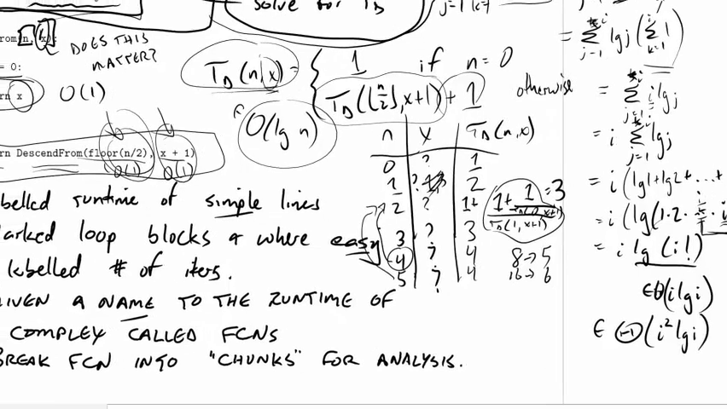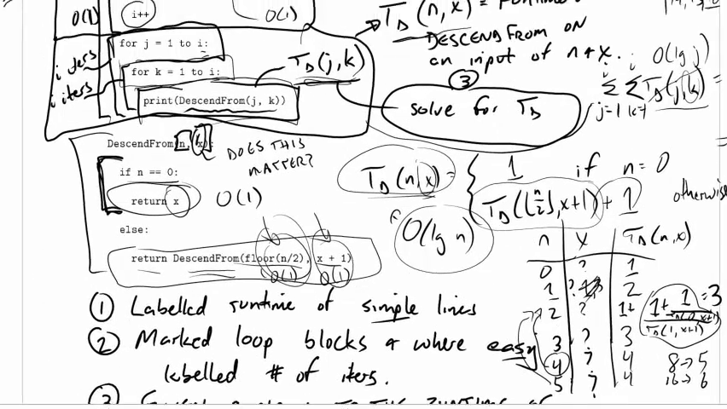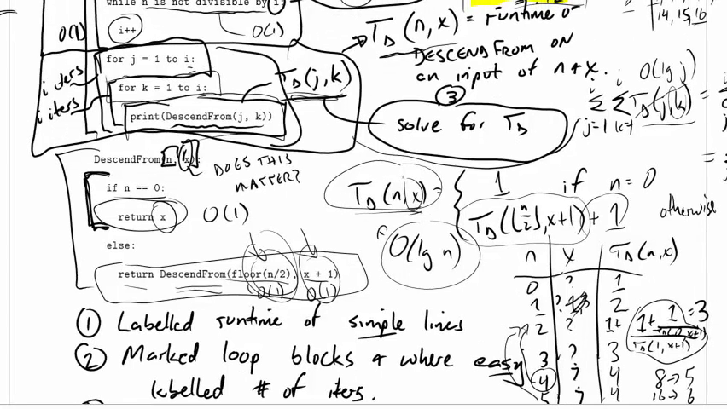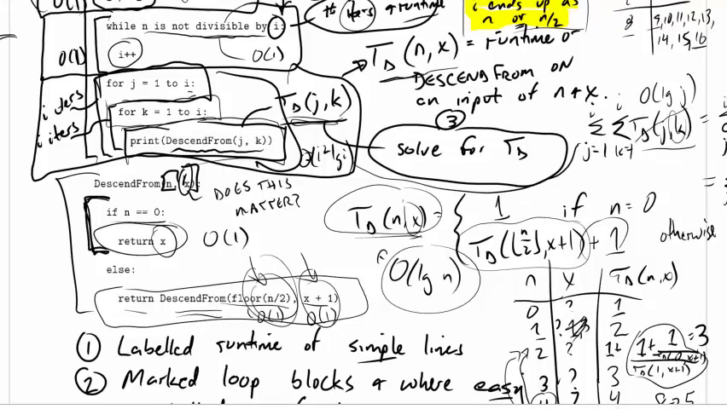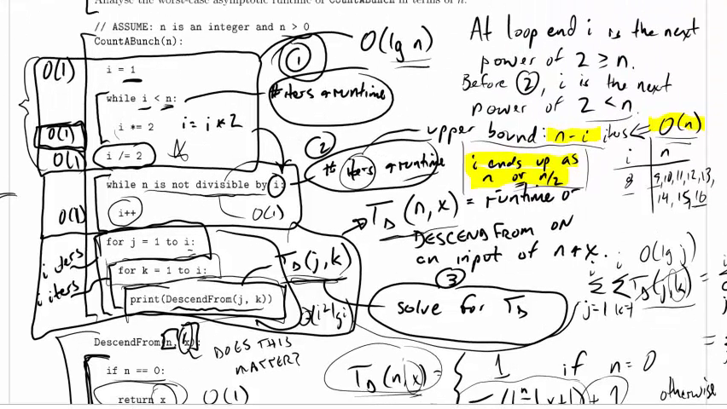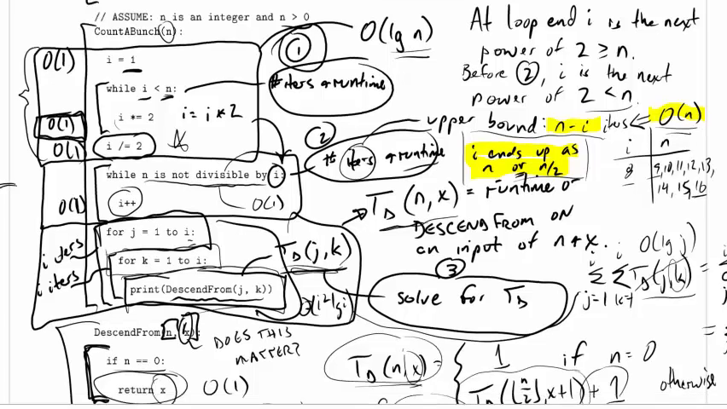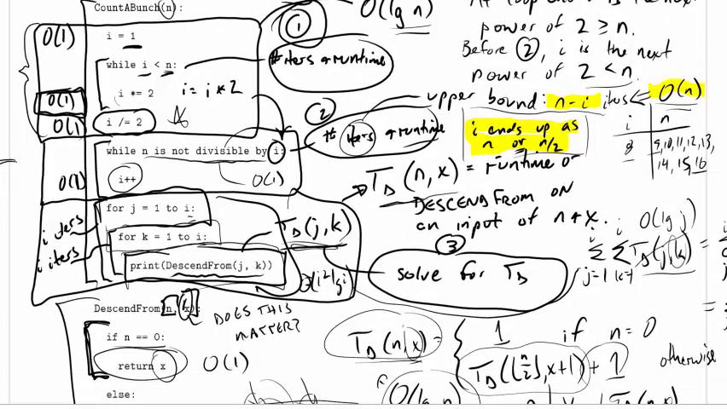Fantastic. We kind of have a solution to the problem. This loop up here, its runtime is in I squared log I. But we're not concerned about I, we're concerned about n. Remember, our parameter is n, not I. So what is n? We highlighted this, right?